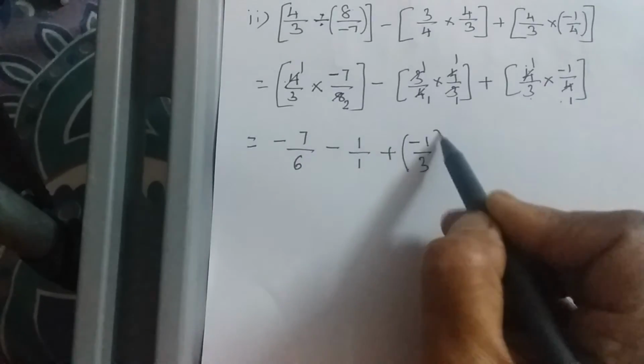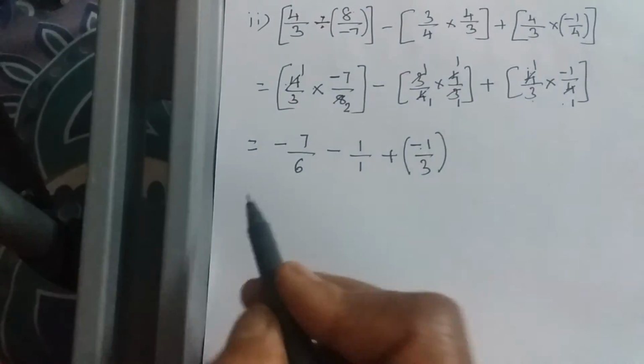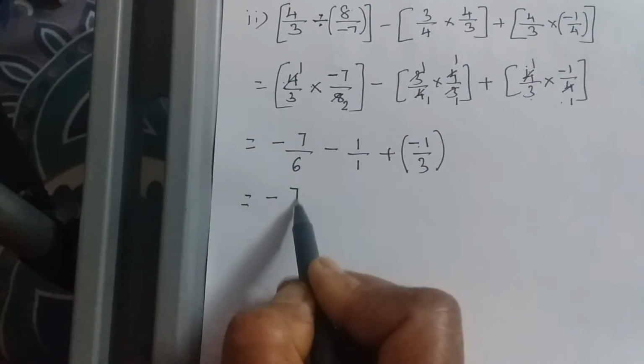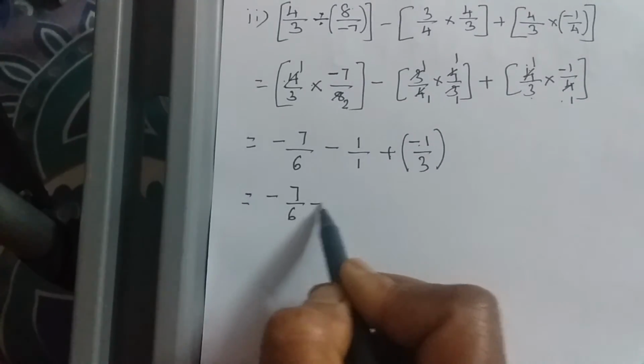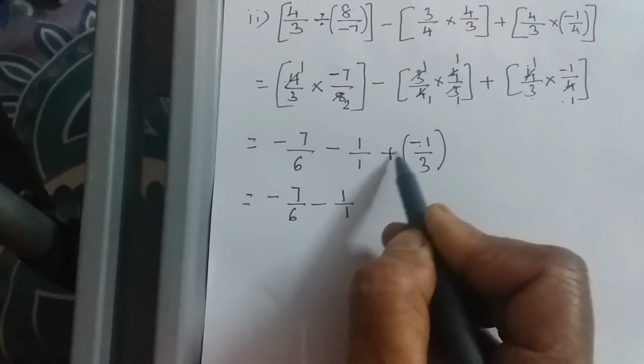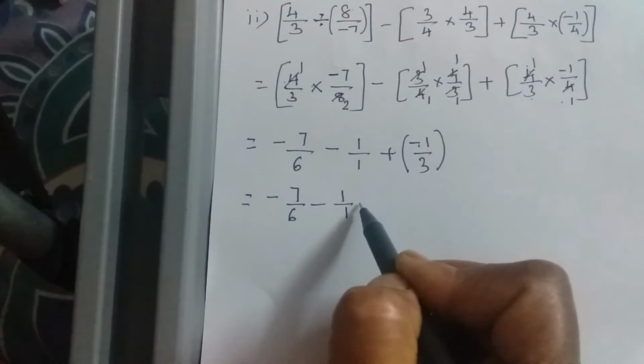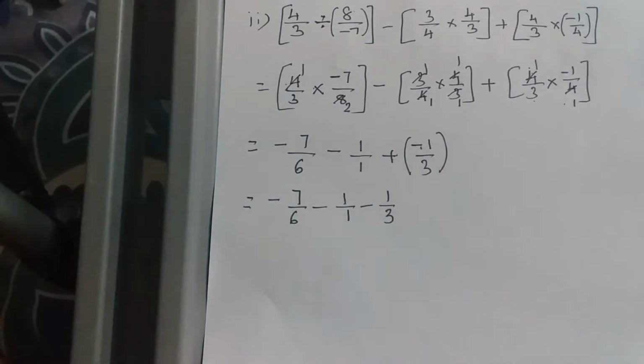Here we need a bracket to differentiate the signs plus and minus. And here we need one more step to remove the bracket. Write the other numbers as it is. Here plus into minus, to multiply two different signs, minus 1 by 3.